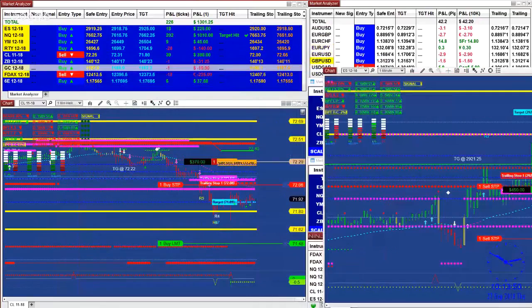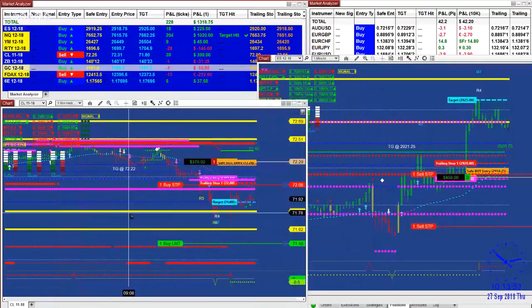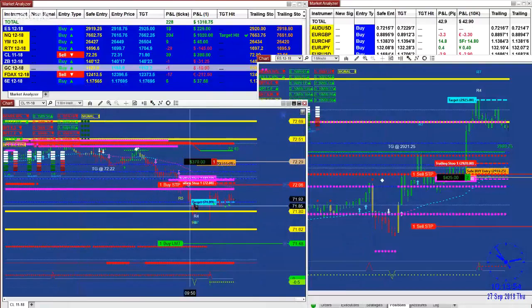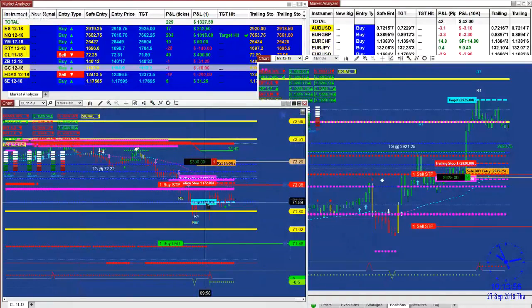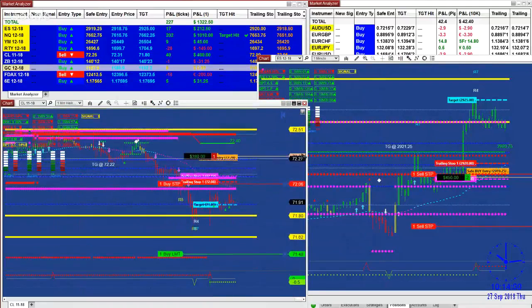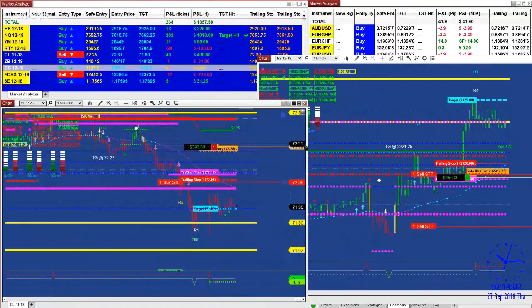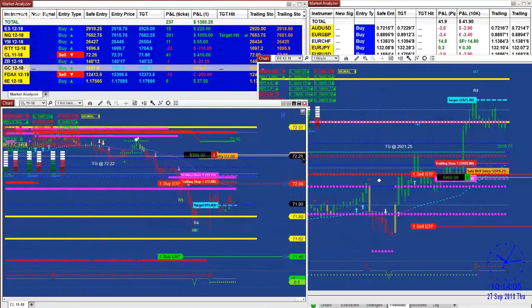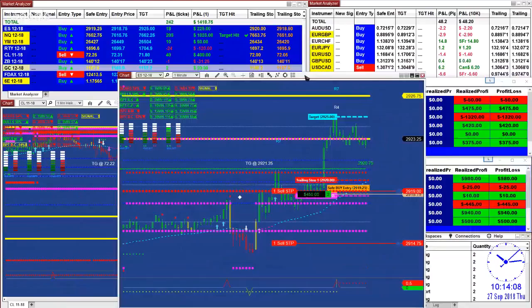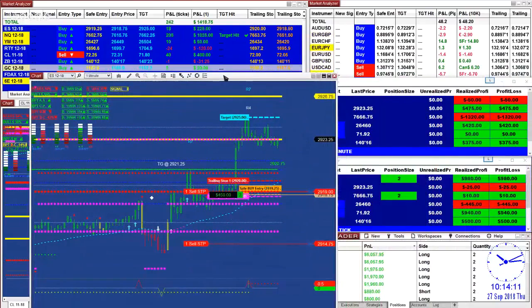I think the CL has died on us. Let me see. The CL, after it hits the target, nothing has happened. So I think the party is over on the NASDAQ, on the CL. We will see. What we are looking for, guys, is a new signal.